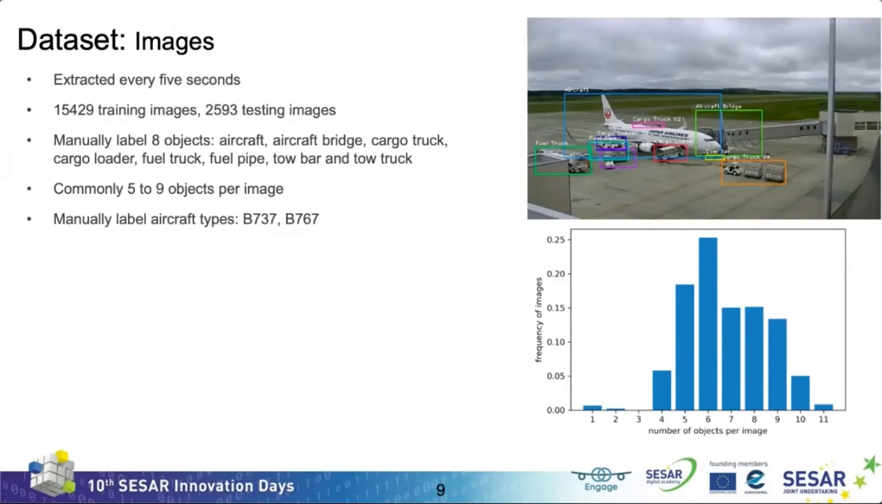They are manually labeled with 8 objects, including aircraft, bridge, cargo truck, cargo loader, fuel truck, fuel pipe, toba, and tow truck. For aircraft, we also label aircraft types, which are B737 and B767. There are commonly 5 to 9 objects per image.